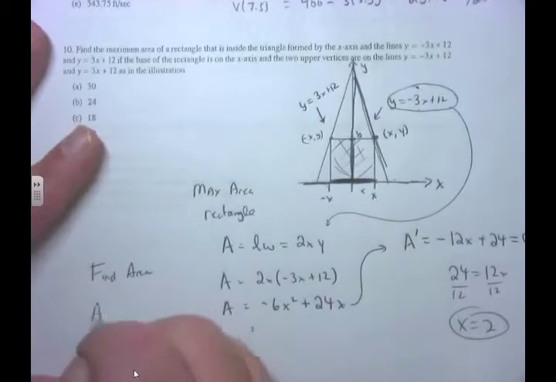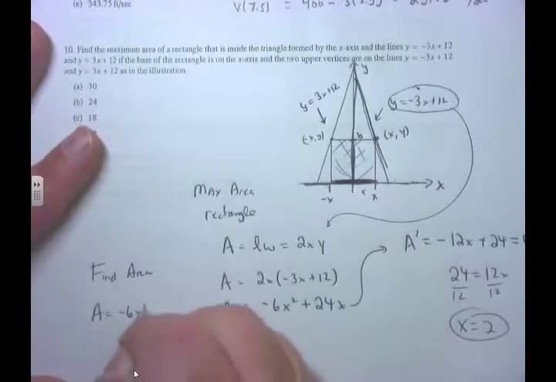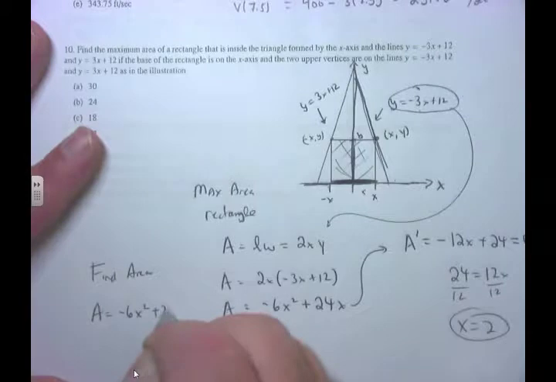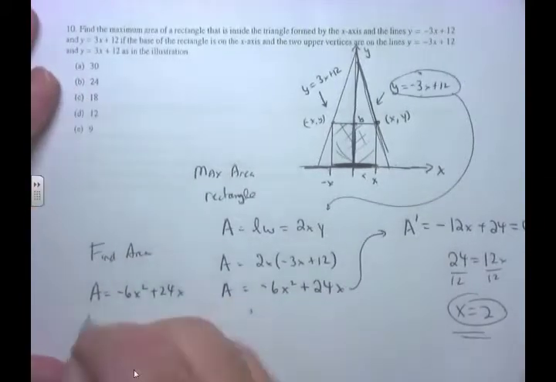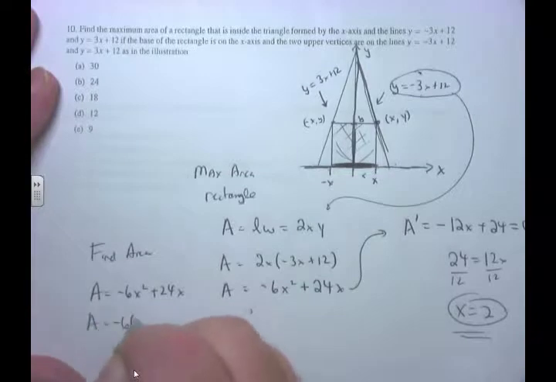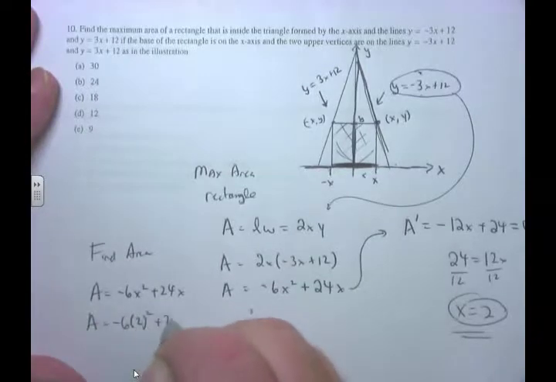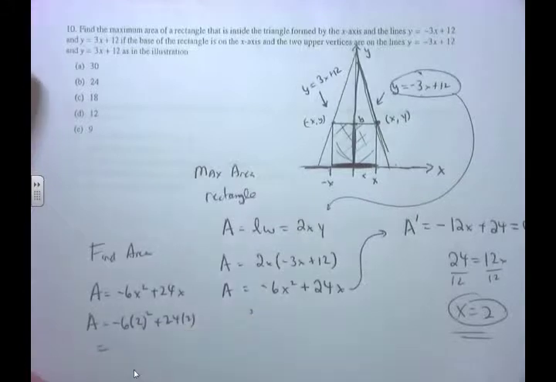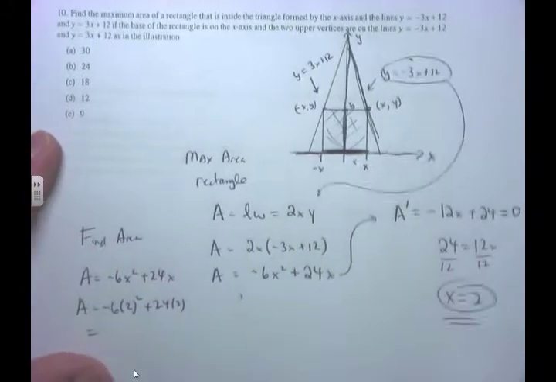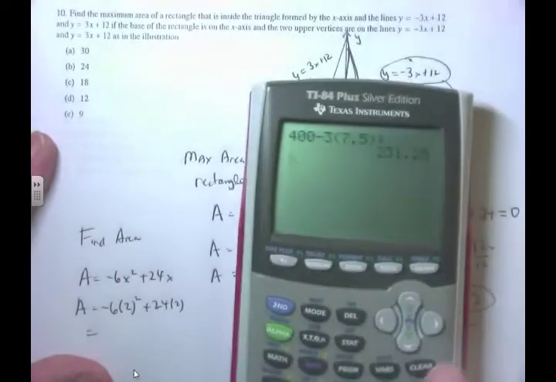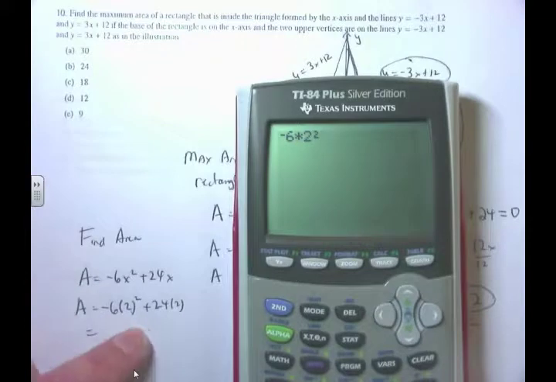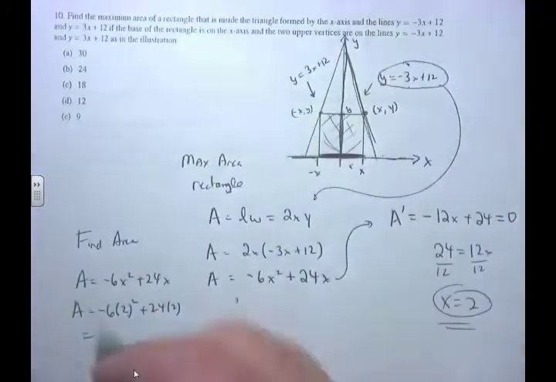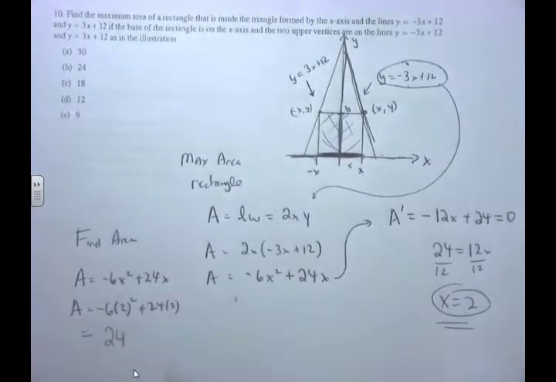Well, remember, area was equal to this equation, negative 6x squared plus 24x. You with me? But what's x equal to? 2. So go back and plug it in. Area would be equal to negative 6 times 2 squared plus 24 times 2. Well, let's see here. I think I get 24 in my head, but let's just double check on the calculator. Negative 6 times 2 squared plus 24 times 2. I got 24. And the answer would be 24.